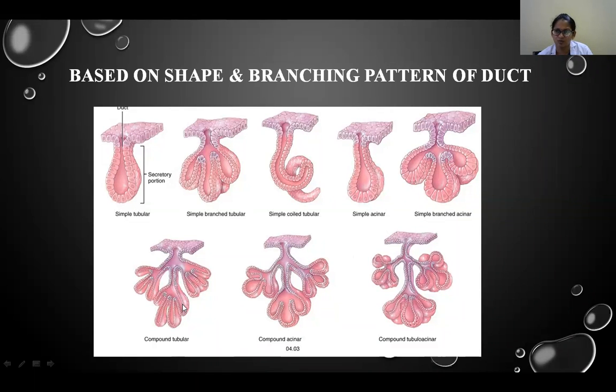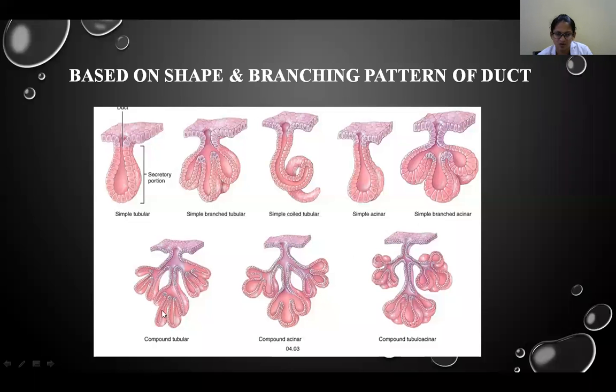And next, coming to the compound type of branching pattern of the ducts. Here the surface epithelium invaginates into the deep tissue like the simple branched type, but the ductal system divides. This is the main excretory duct. It is divided into striated ducts, and the striated duct again divides into intercalated ducts.